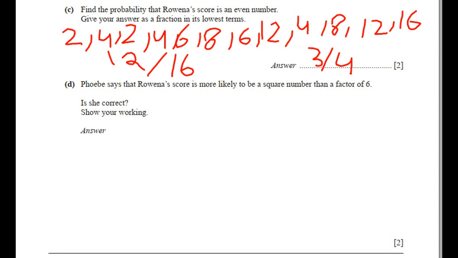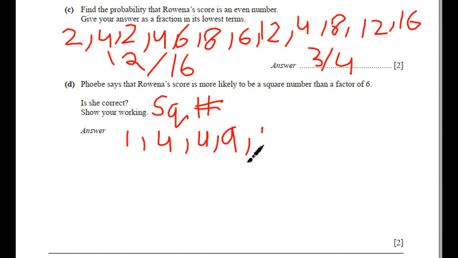So first we list down all the square numbers from our table, which are 1. 1 is a square number because the square root of 1 is 1. 4 is a square number because the square root of 4 is 2. Again we have another 4. Then we have 9. Then we have another 4 and 16. So the probability of getting a square number is 1, 2, 3, 4, 5, 6, 6 over 16.